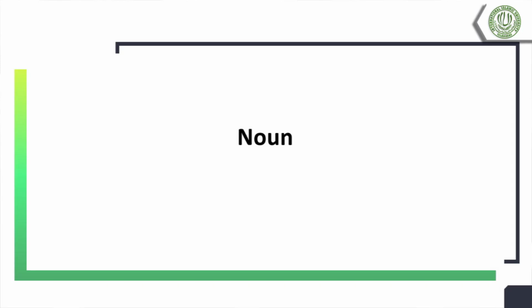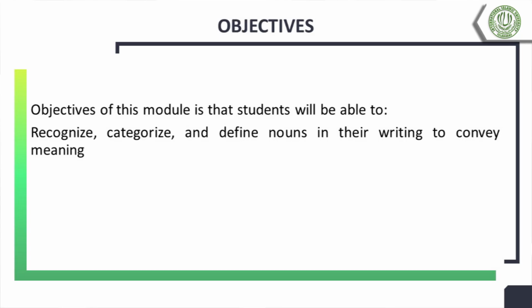In this session, our primary objective will be to understand nouns. By the end of this session, the students will be able to recognize nouns in their writing. This means identifying words that name people, places, things or ideas in sentences. The third objective is to use nouns in your writing to clearly convey meaning.